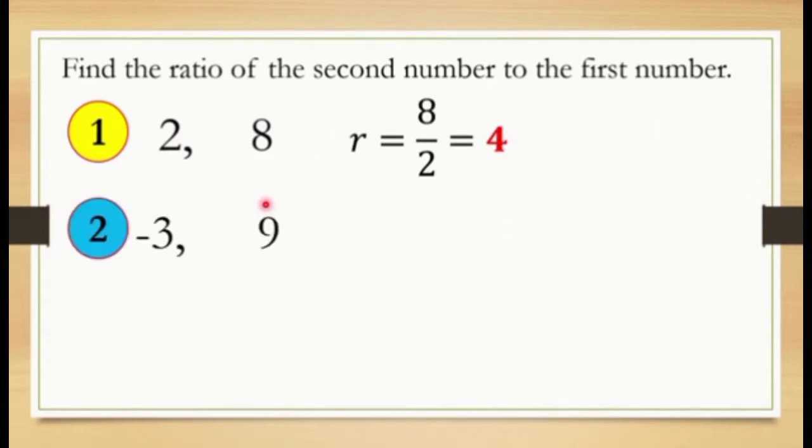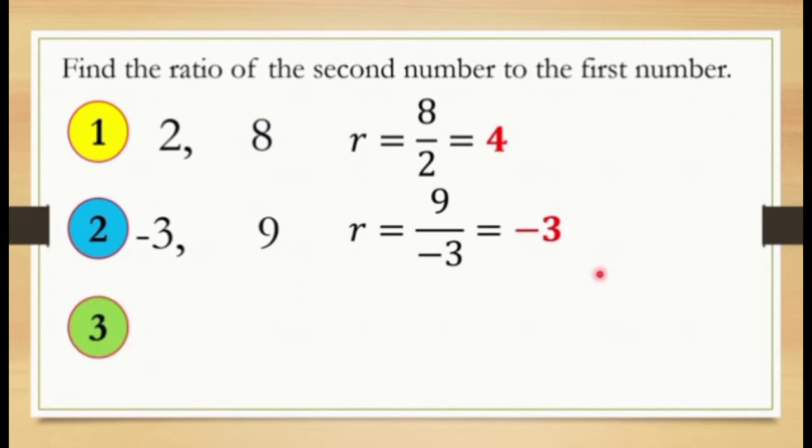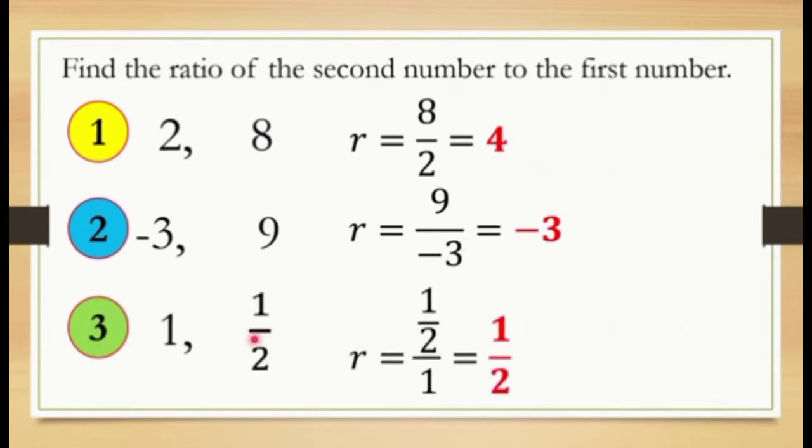For number 2, we have negative 3 and 9. So, we just divide 9 by negative 3. So, the ratio of this is negative 3. For number 3, we have 1 and 1 half. So, we just divide 1 half by 1. So, the ratio is 1 half.